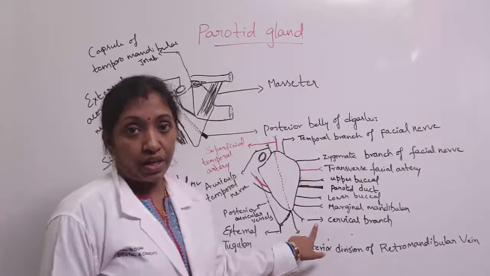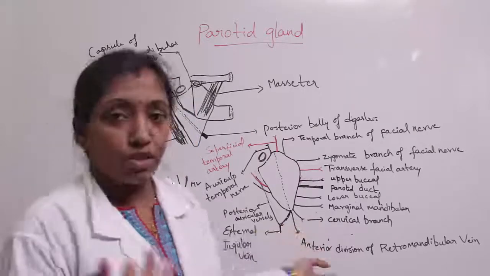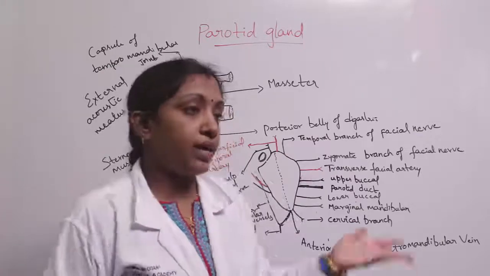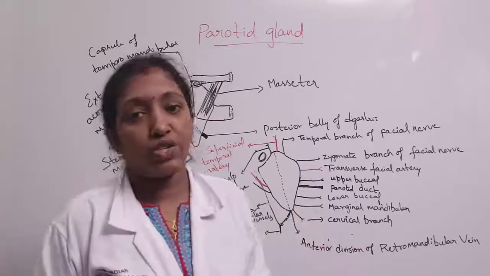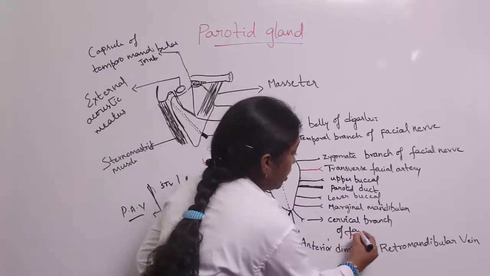The cervical branch of the facial nerve, which supplies the platysma. We know that the platysma is a subcutaneous muscle and a muscle of facial expression, because the platysma is derived from the second branchial arch. The nerve of the second arch is the facial nerve. So the platysma is supplied by the cervical branch of the facial nerve.